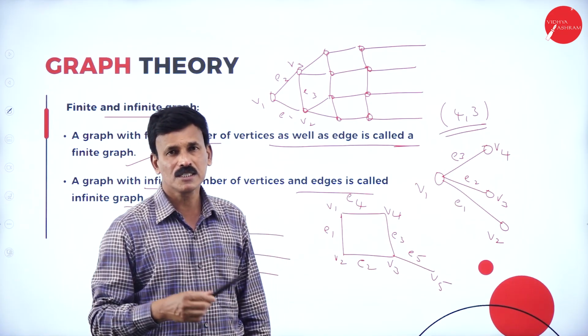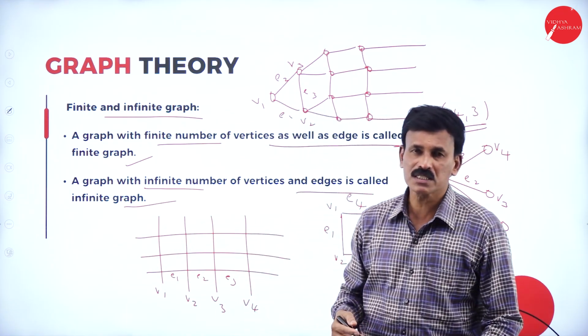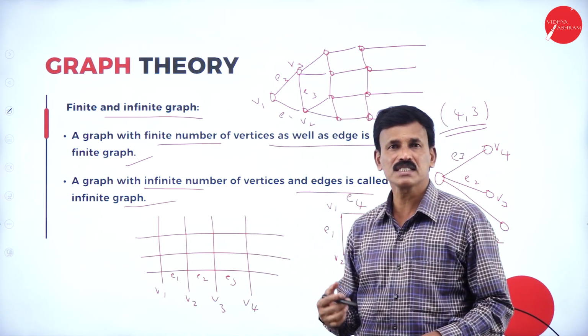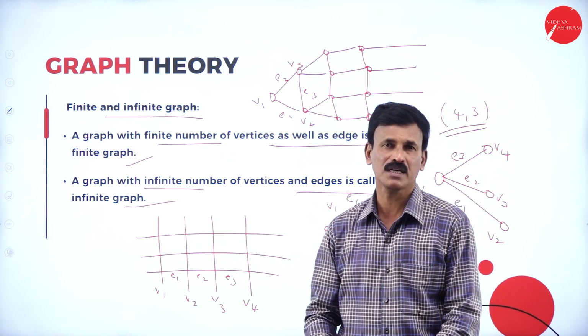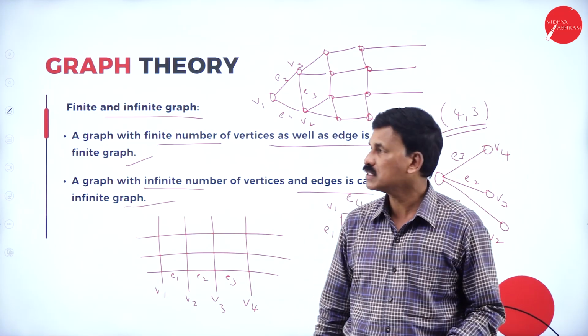So in general, a graph is nothing but a mathematical collection consisting of vertices and edges. These are few concepts regarding the definition and the types of graphs.